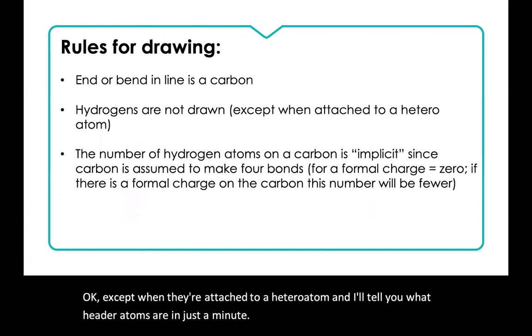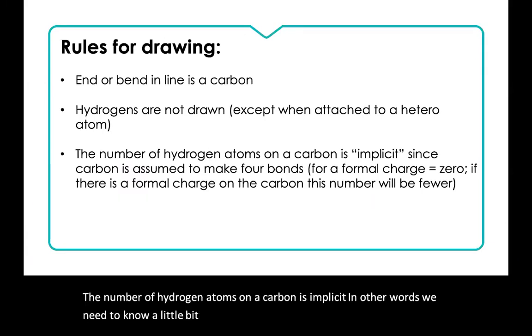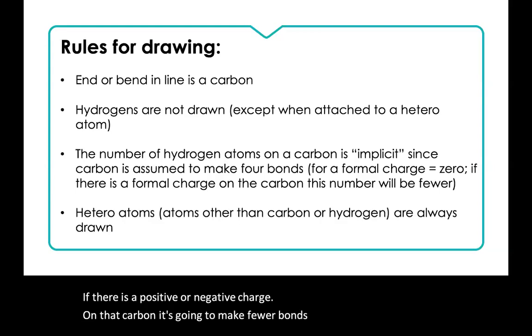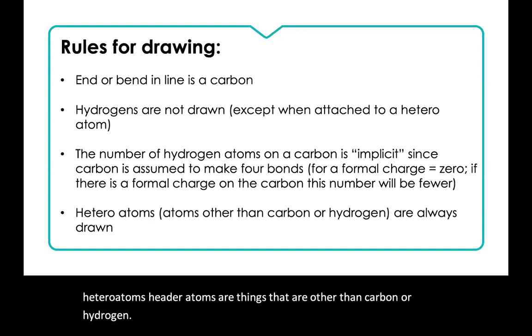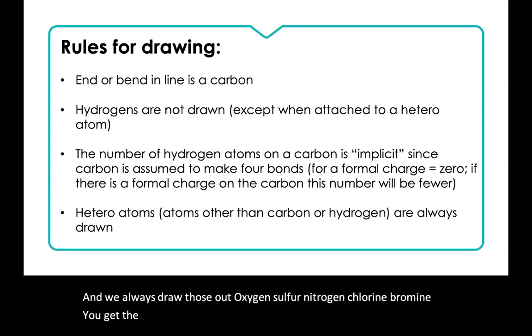The number of hydrogen atoms on a carbon is implicit. In other words, we need to know a little bit about carbon. If carbon has a formal charge of 0 on it, it's going to make 4 bonds. If there's a positive or a negative charge on that carbon, it's going to make fewer bonds. Okay? And finally, heteroatoms. Heteroatoms are things that are other than carbon or hydrogen. Okay, and we always draw those out, like oxygen, sulfur, nitrogen, chlorine, bromine. You get the idea. So let's try a couple.